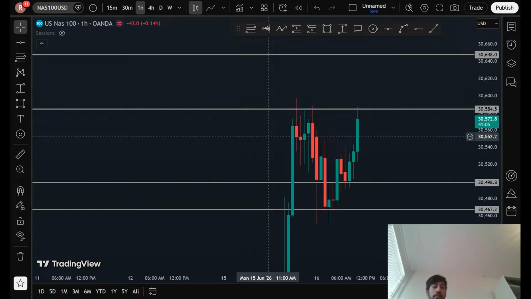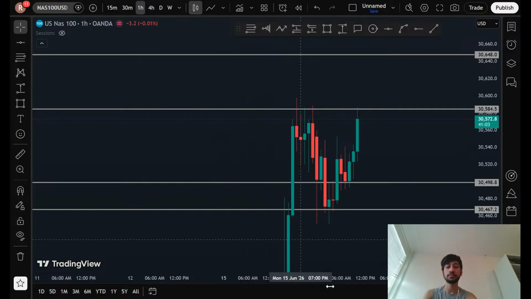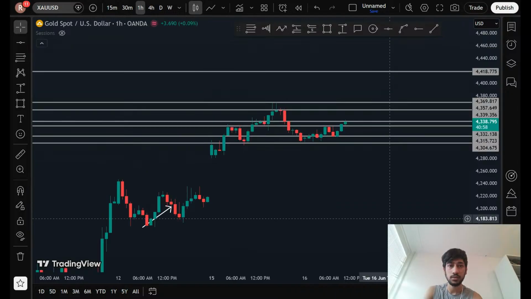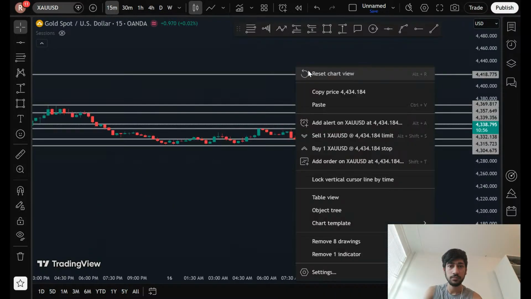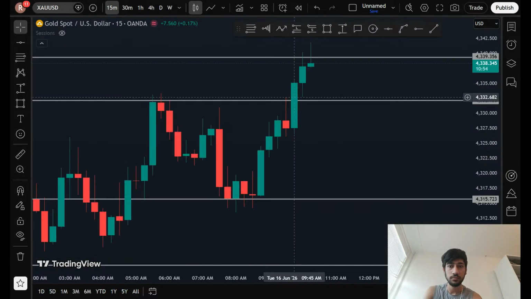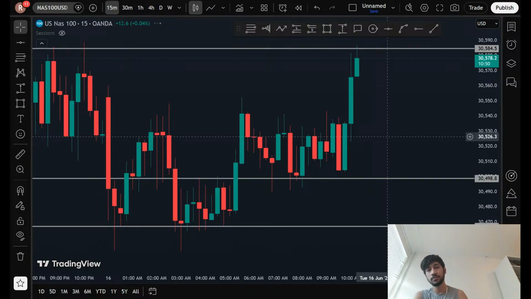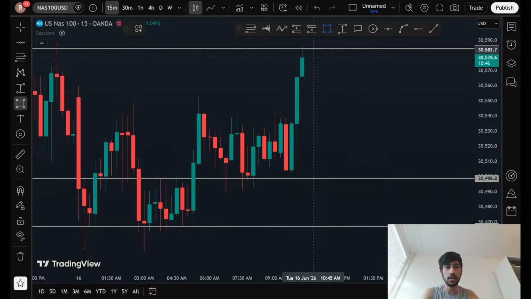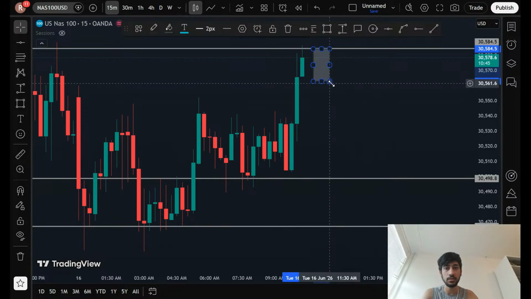Peculiar situation. So you can see gold just shooting up, but I just closed over here. And let's see. For me to take sells on NAS, I need this candle to form bearish.